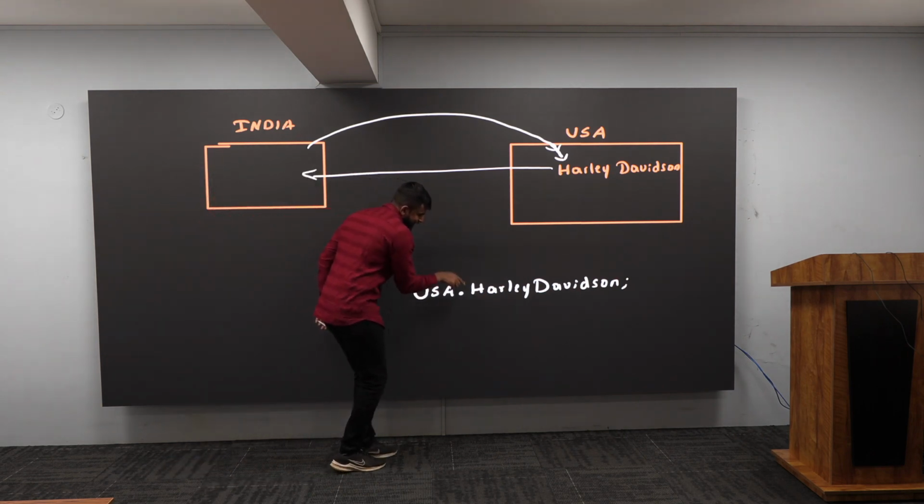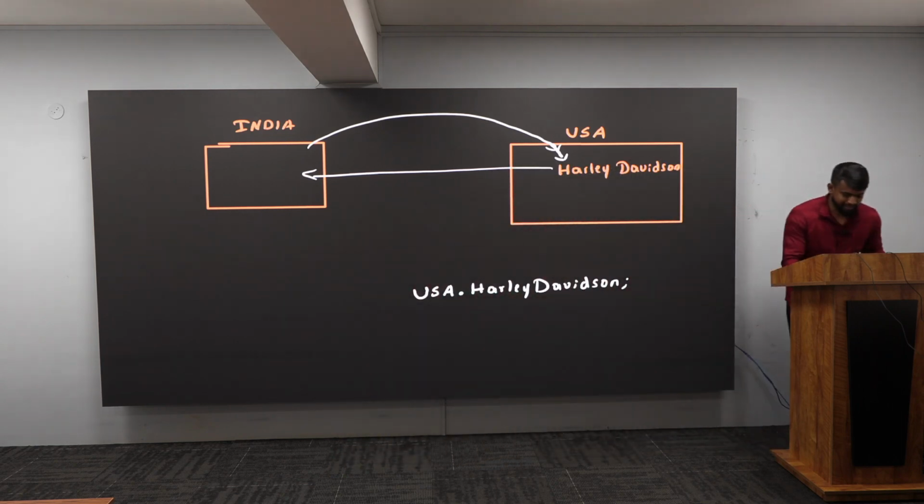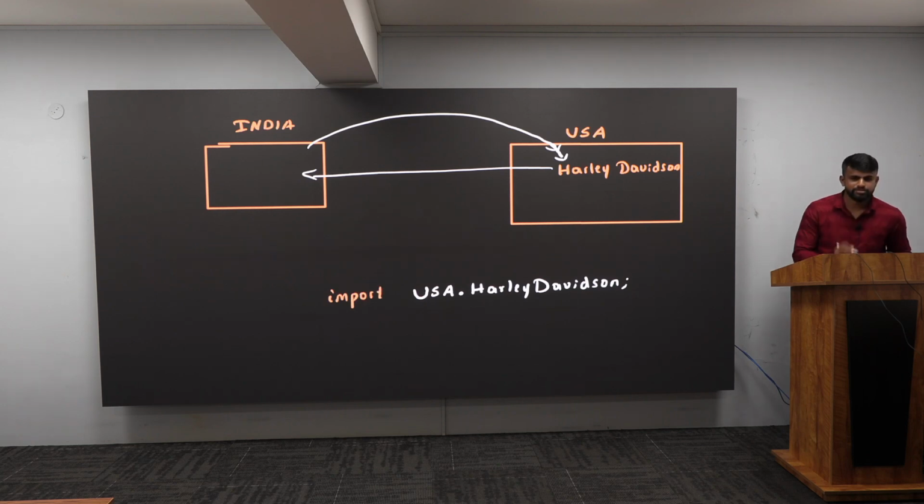I will go to the USA. Inside the USA there is a Harley Davidson. Let me import it, and that is what I'm going to do. I will import it. As simple as that.